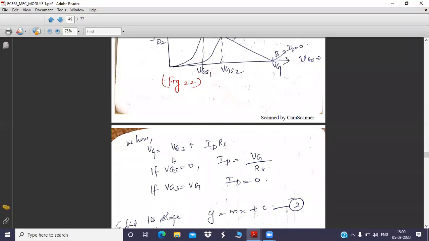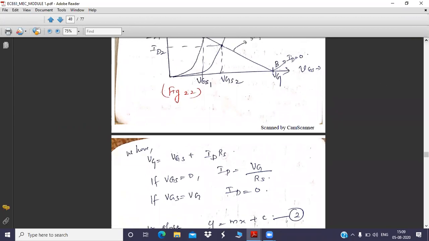Now, with respect to this equation only, we are getting point A as well as B. First, I will try to get point A. To get point A, what do we have to set? Anybody?